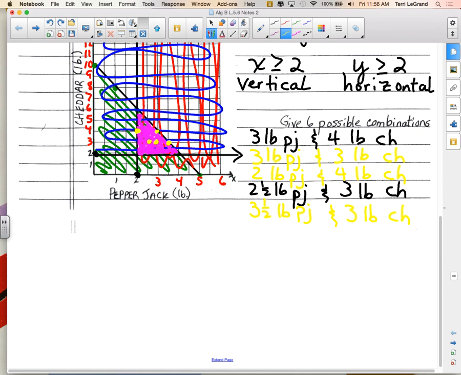Anybody have any questions before I close out here? Cody? Would 4.1 pepper jack and 2 pounds cheddar work? I'm going to say it's possible, but I don't know. So can we check? 4.1 and 2, is that what you said? Remember pepper jack cheese is $4 a pound, so $4 times 4 is 16, and then another 1/10 of a pound. How much would that cost if it's $4 a pound? 40 cents. So now they've spent $16.40 on pepper jack cheese.